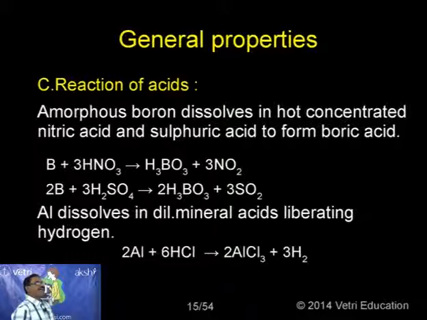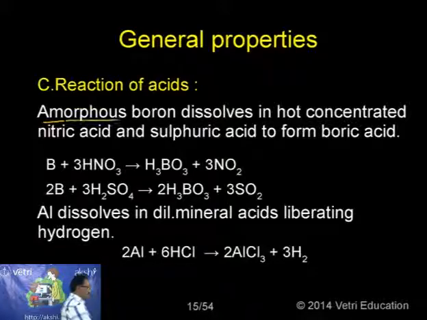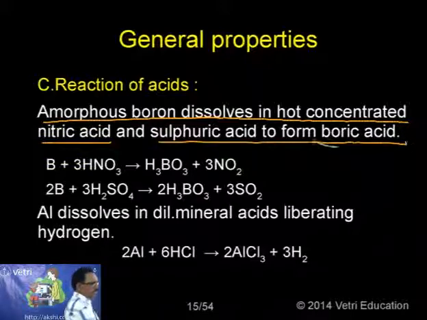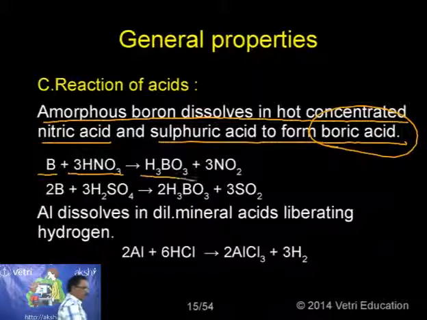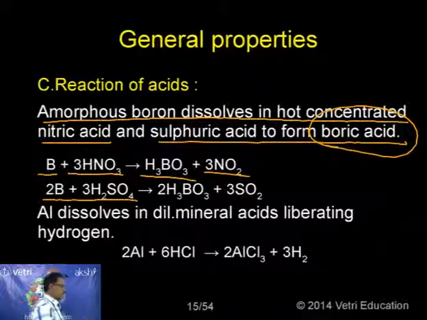Reaction with acids. Amorphous boron dissolves in hot concentrated nitric acid and sulfuric acid to form boric acid, H3BO3. Just look here. Boron reacts with 3 moles of concentrated nitric acid to give boric acid and 3NO2. H3BO3 is nothing but boric acid. The same way, 2 moles of boron reacts with 3 moles of sulfuric acid to produce 2 moles of boric acid and 3 moles of SO2.